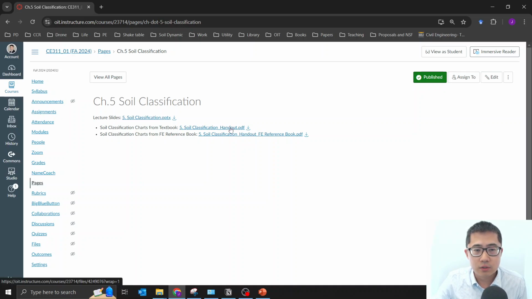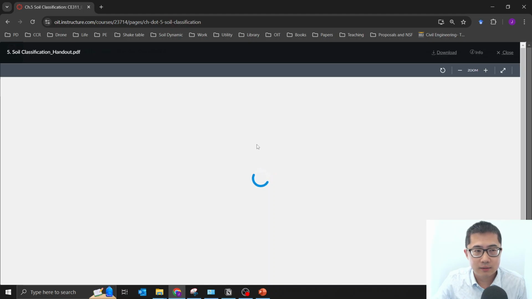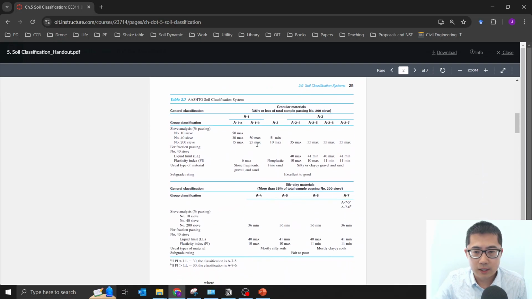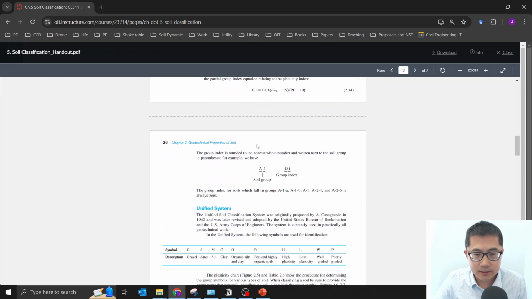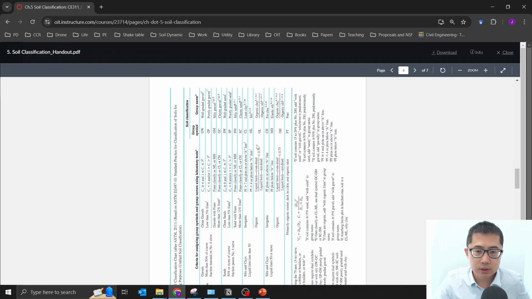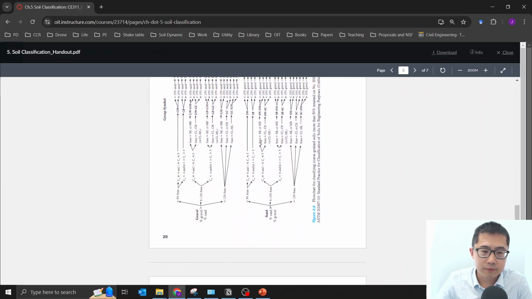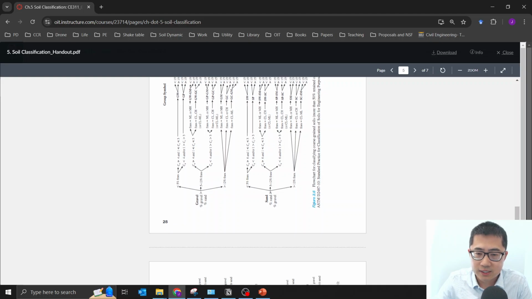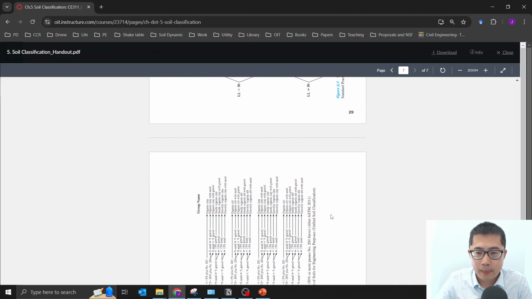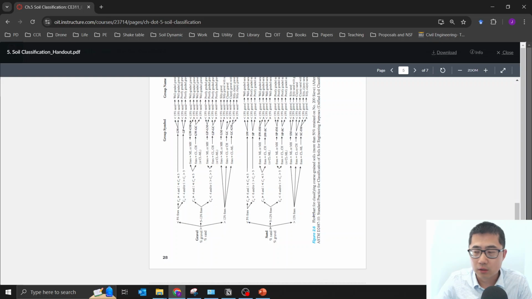One is the soil classification handout charts from our textbook, and pretty much the whole chapter for the AASHTO and the USCS system. So it's a lot more detailed. If you get confused at some part, you can definitely feel free to use them. And personally, I'm a very big fan of figure 2.6 and figure 2.7 for the USCS system, and also 2.8. They're really nice to use. I use this a lot for my practice.